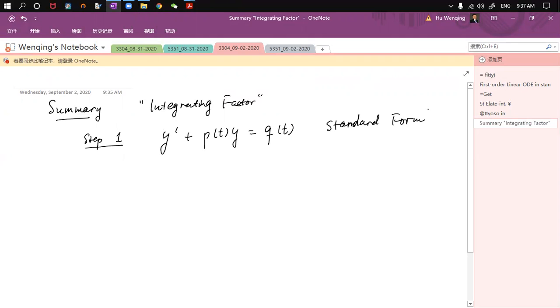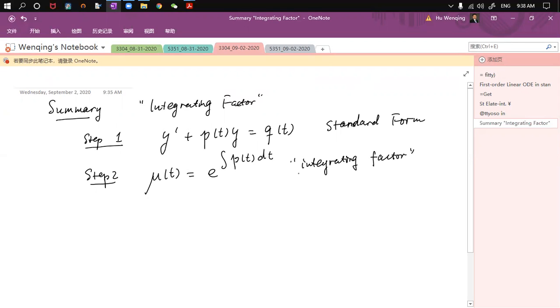As long as the equation is already in standard form, step 2 is to calculate the integrating factor, which means mu of t is e to the power of the integral of p of t dt. That's it. You must use this integrating factor. So this is calculating the integrating factor. This p is the same p.